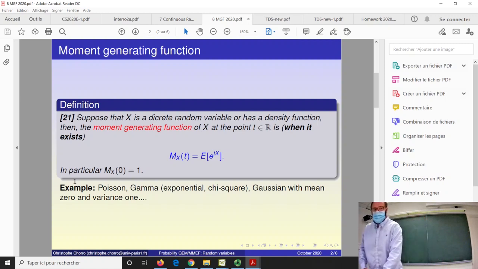So, let's read the definition. So suppose that X is a discrete random variable, or has a density function, the two cases we have seen together, okay? Then the moment generating function of capital X at the point small t belonging to R, when it exists, and I will make a comment on this one just after, is given by this one. Okay, so it's a mapping. Okay, so don't sleep.